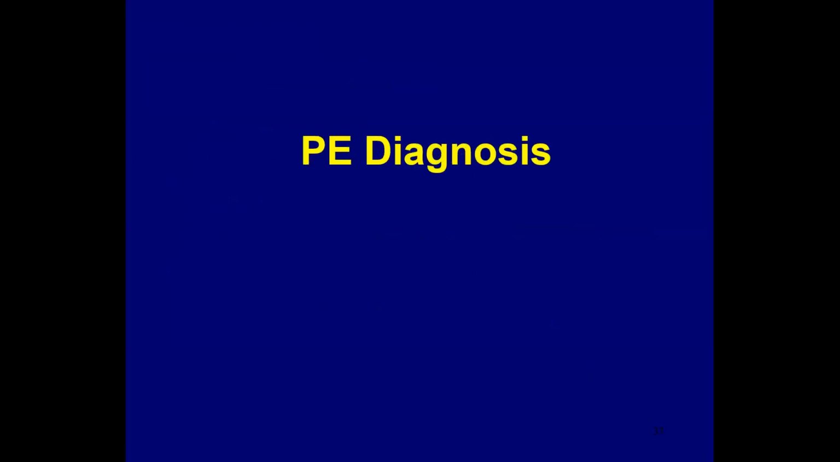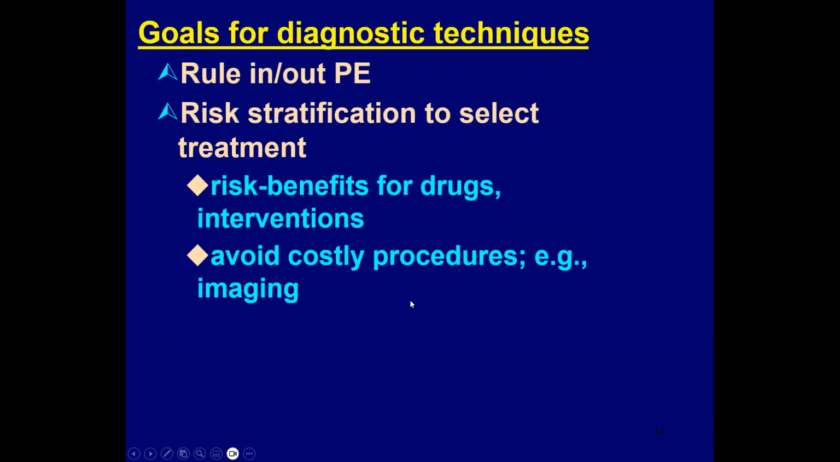So, diagnosis of pulmonary embolus. The most important thing to look at here, we're trying to rule in or rule out pulmonary embolus. There is a risk stratification to select the treatment that's going to be used. So ruling in or ruling out, we get a risk to benefit for any drugs or interventions, and also the risk stratification is used to avoid costly procedures such as imaging.